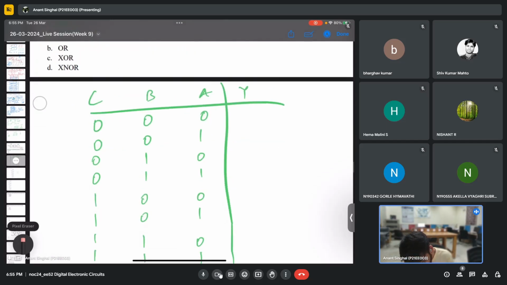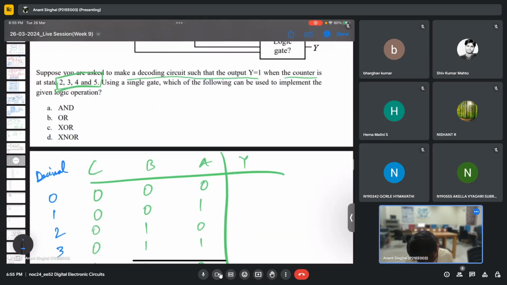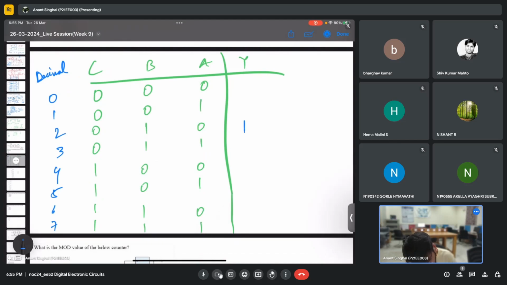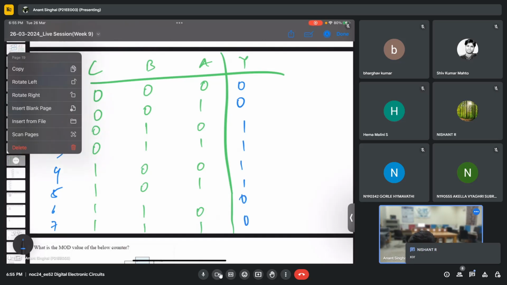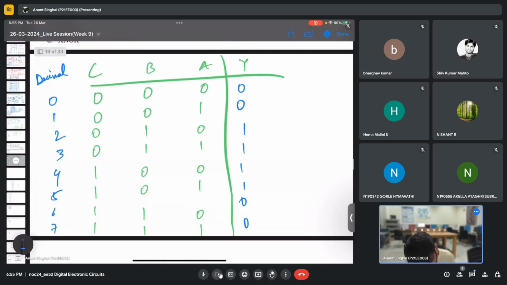So in decimal maybe I can write it is 0, 1, 2, 3, 4, 5, 6, 7. So it is 2, 3, 4, 5, I guess. So it needs to be 1 here, else it can be 0. So maybe you can make a K-map quickly, and this is very easy to solve. It's 2, 3, 4, 5.